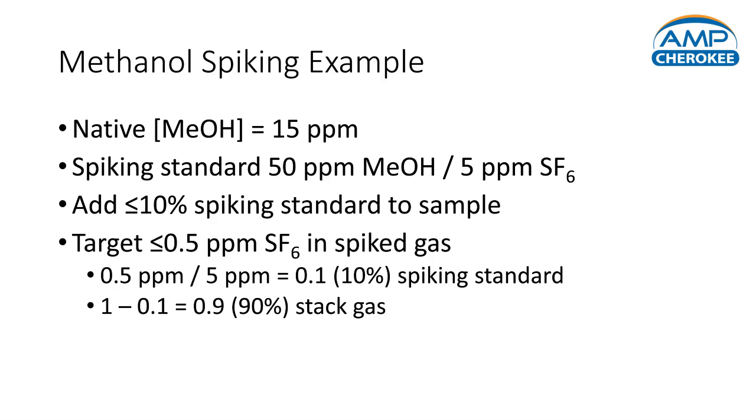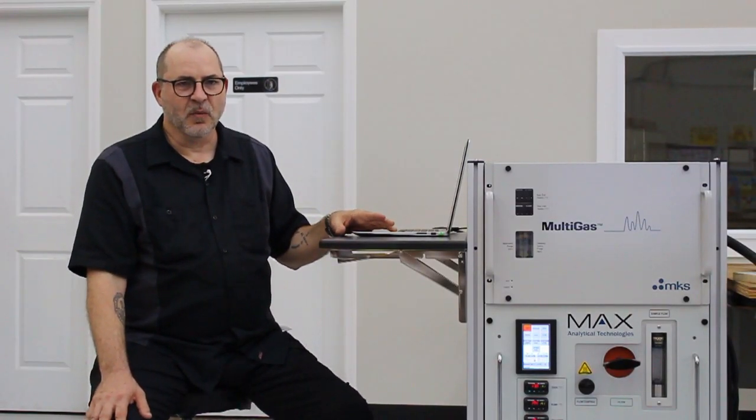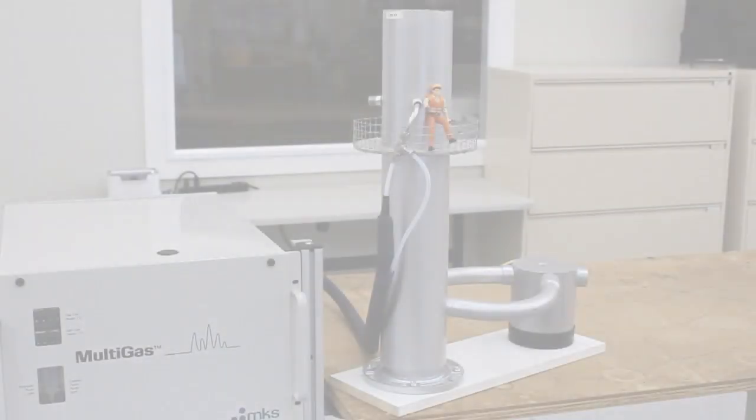The remainder of that is 0.9 or 90% of that sample that's stack gas. Then your expected methanol concentration is 0.9 times that native 15 ppm plus 0.1 times the 50 that's in the spike standard cylinder, or 18.5 ppm. There are some non-tracer approaches to spiking that can work well. They are deviations from the method, so you would need to get approval of that in your protocol before you test.